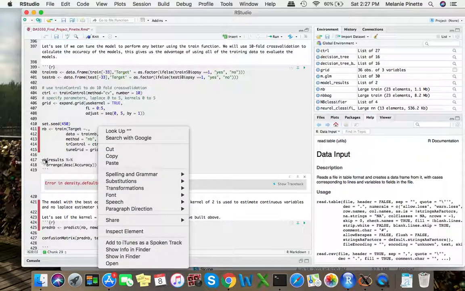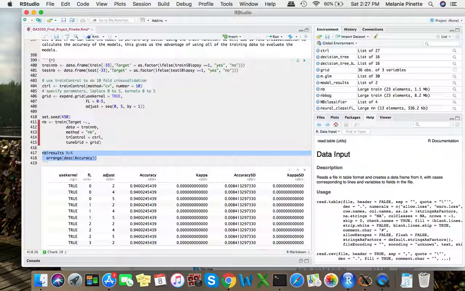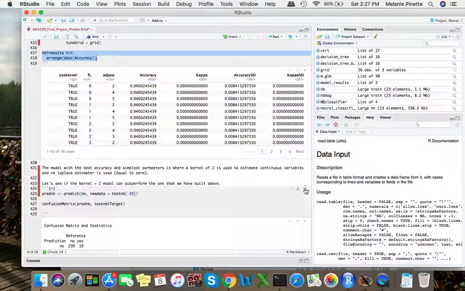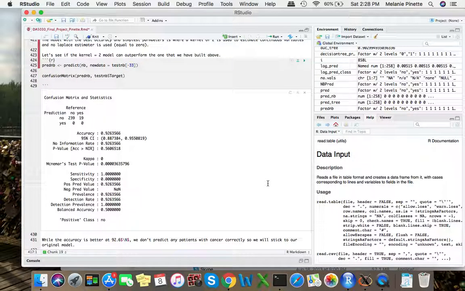Let's see what happens if we run just the 2 lines here from what we've already done. Okay, yes, so not using a Laplace estimator and using a kernel equals 2 is the best model. Let's see if our results improve using this trained model. All right, 92.6% accuracy, but it doesn't really predict any cancer patients as having cancer. So we'll stick to our original model for naive Bayes.